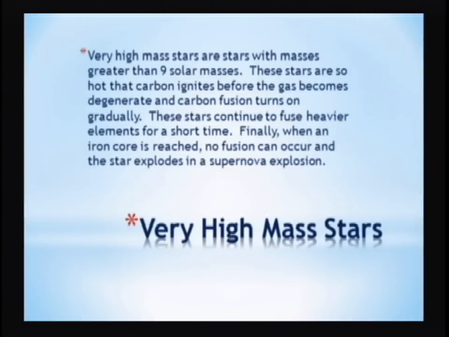So these very high-mass stars, like I said, are masses that are greater than 9 solar masses. And these stars are simply so hot that carbon ignites before that gas can really become degenerate. And so that carbon fusion turns on gradually. So guys, this is just kind of a continuum going from those really small mass stars to the really big mass stars.